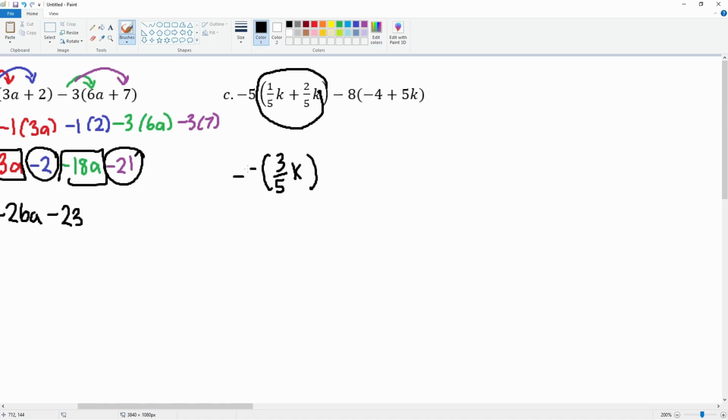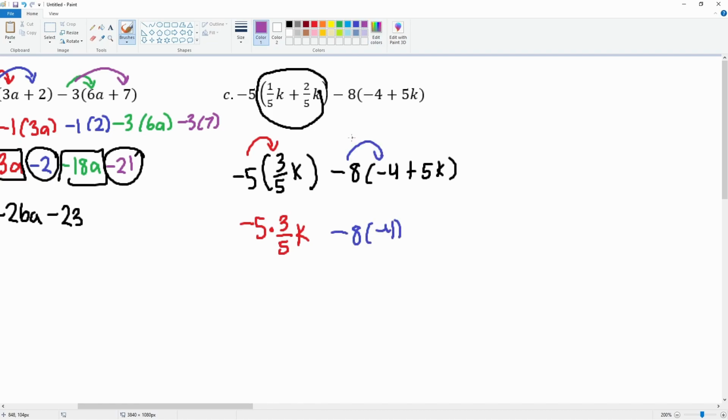And there's a -5 out in front. Then everything else I'm going to bring down. Okay, notice I made my life easier because these two were like terms. Now I can just distribute. -5 times 3/5k. Okay, then I can do this part here, which is -8 times -4 and -8 times 5k.